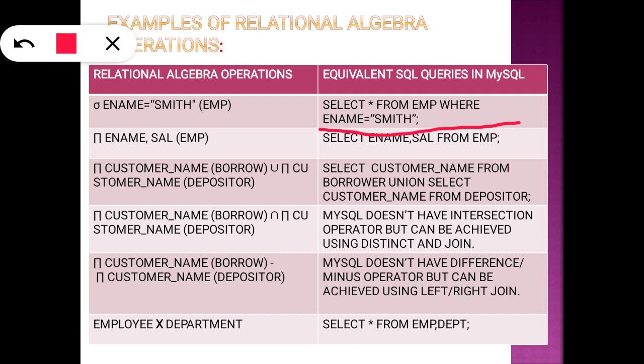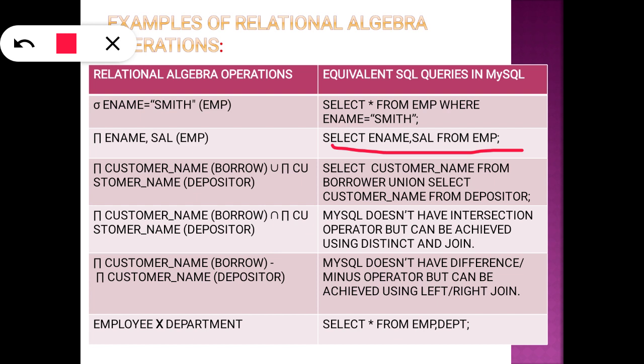Pi is the next query you can see. The pi is the projection. Where pi is the projection, it means you are selecting only 2 columns from the employee table, and you can replace it with select ename, sal from EMP.